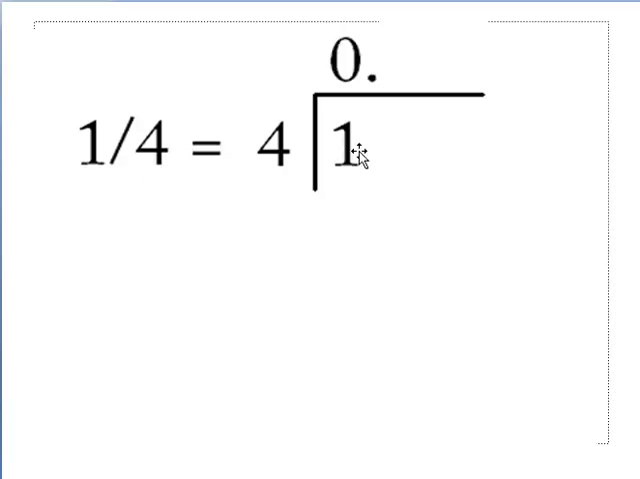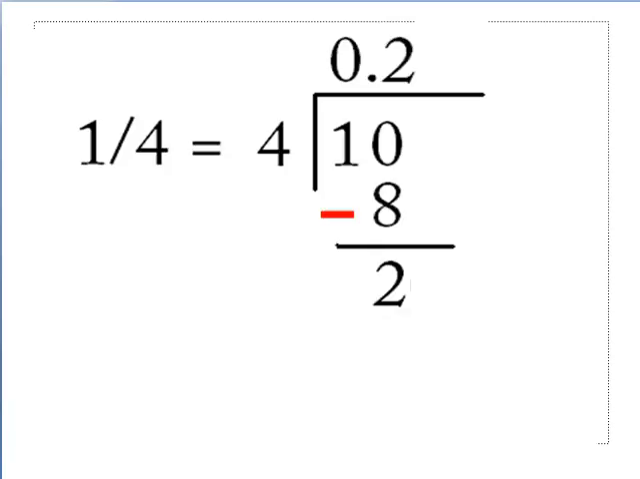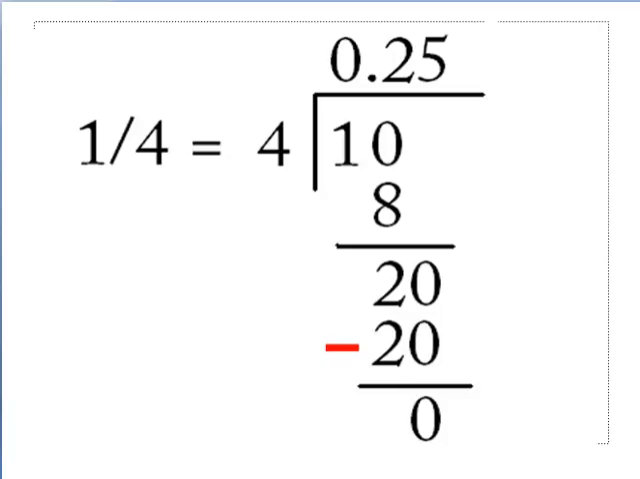We know that 4 will not go into 1, so the answer is going to have to be smaller than 1, so we'll have to add a 0 and a decimal. And so then we come over here and we add a 0, and 2 times 4 is 8. We subtract the 8 from the 10, we wind up with 2. We know that 4 won't go into 2, so we add a 0, and 5 times 4 is 20. We subtract the 20 and we wind up with 0. So the answer that we got is 0.25, or 25% if we move the decimal 2 places.